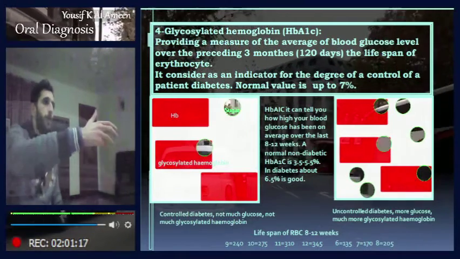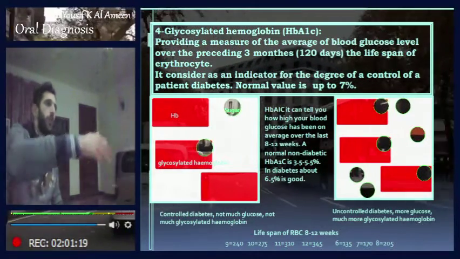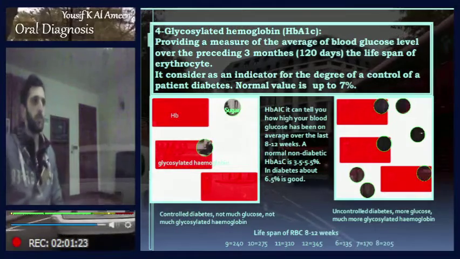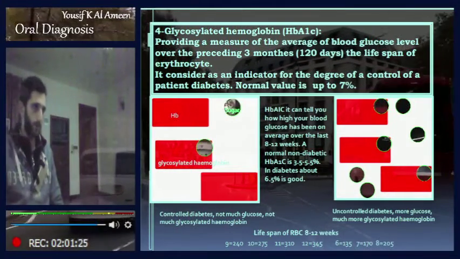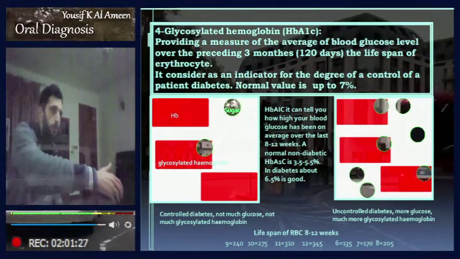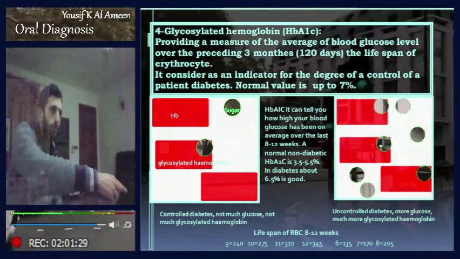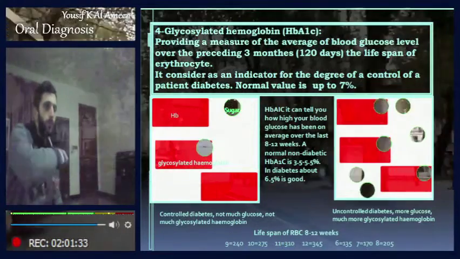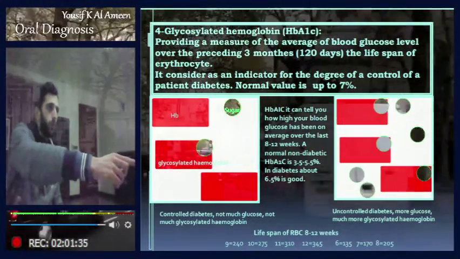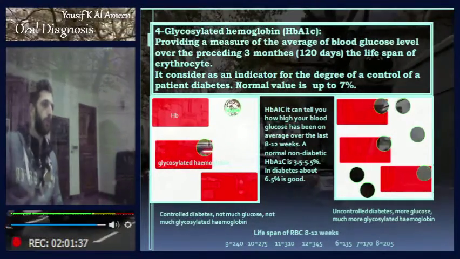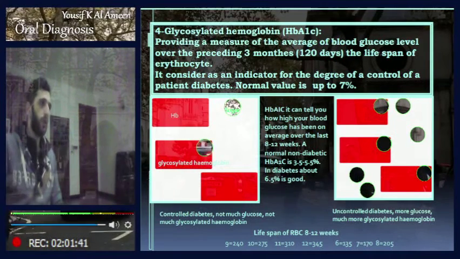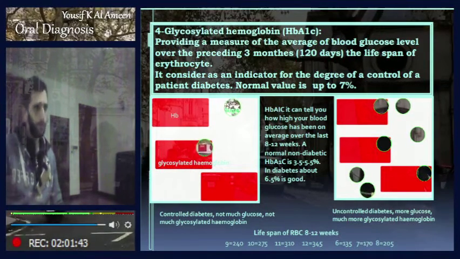A normal non-diabetic HbA1c is 3 to 5%. In diabetes it is about 6.5%. In controlled diabetes, there is not much glucose and not much glycosylated hemoglobin. And in uncontrolled diabetes, there is more glucose and more glycosylated hemoglobin.